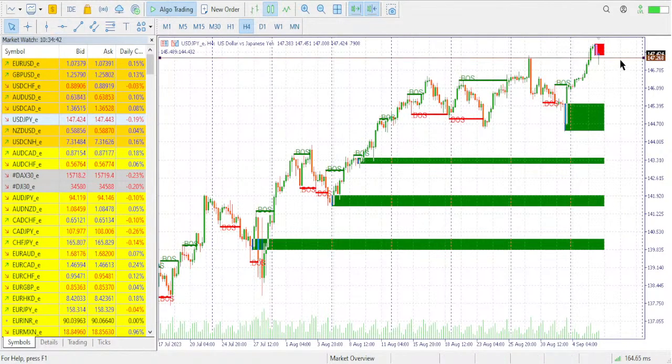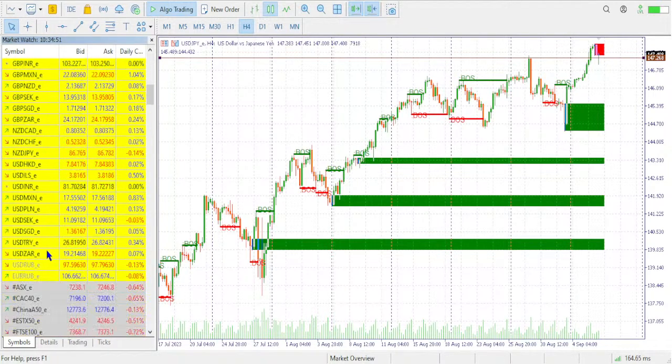Wait for a pullback up to around 147.268. If the price goes and touches this zone, then this should be an ideal place to look for a buy from.